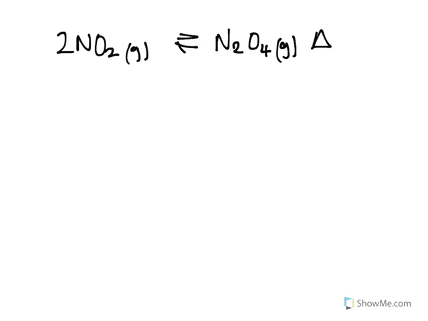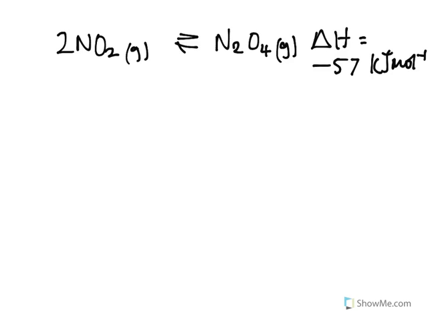Writing out the equation, 2NO2 gas in equilibrium with N2O4. You might be familiar with this one. You might have seen it in practice in the test tube with the gas syringe with the brown gas. And here we also have the enthalpy change, so for the forward reaction, 57 kilojoules per mole.